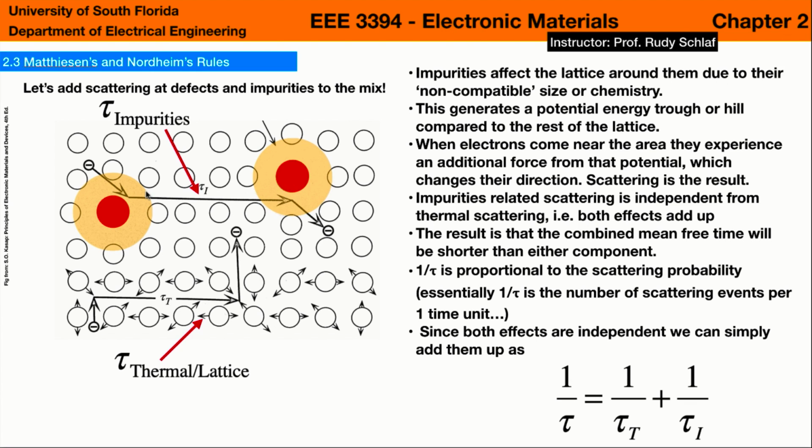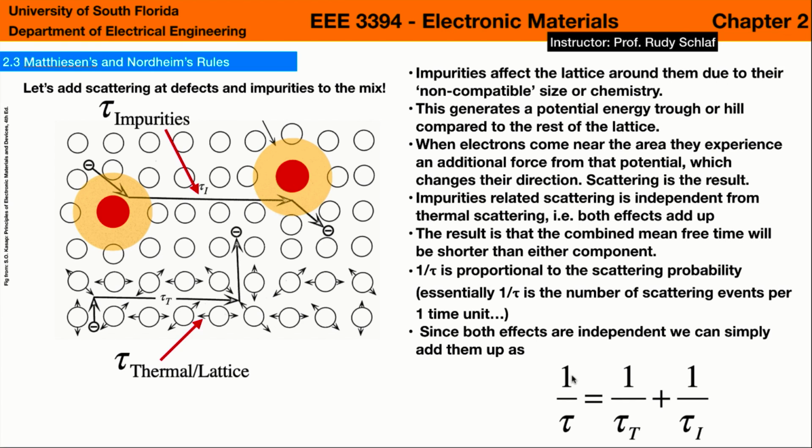So how can we add up the resistivity caused by scattering at impurities and the resistivity caused by scattering at vibrating lattice atoms? Since 1 divided by the mean free time is proportional to the scattering probability, or rather the number of scattering events per one time unit, but that then is proportional to the scattering probability, we can add up the probability for the scattering at vibrating lattice atoms and the scattering at impurity atoms like independent probabilities.